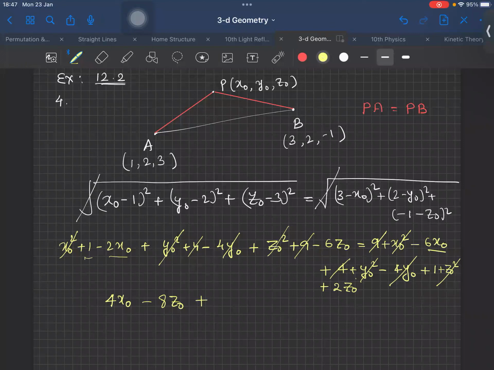here we have 1 and 1. The 1 will also get cancelled. So that will be equal to 0. That's the equation we wanted to find, the relation between x naught and z naught. Or we can also write x naught minus 2z naught is equal to 0. Same thing, right? We can just take 4 common and eliminate it.